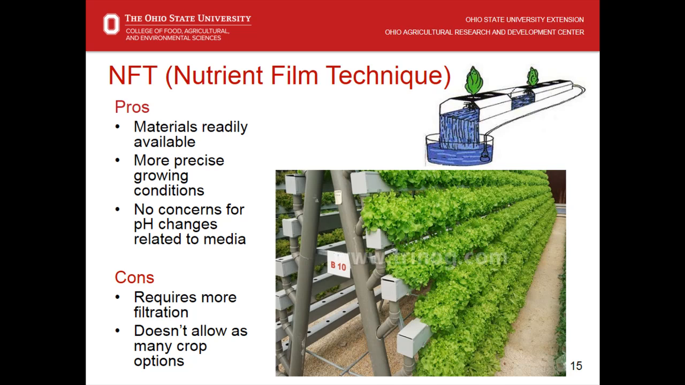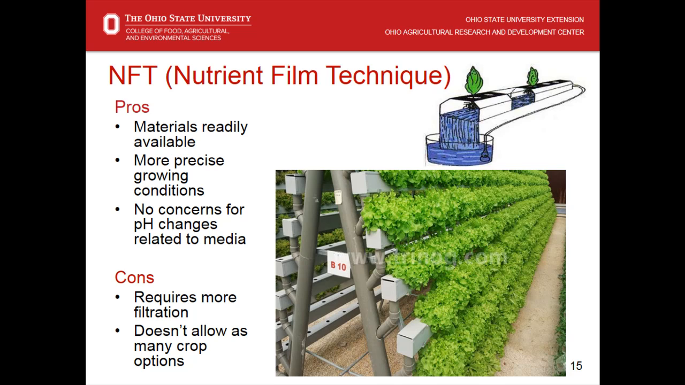So this was the one that I kind of mentioned before. So nutrient film technique. Some of the pros is the materials are readily available. There's more precise growing conditions, and there's no real concern for pH changes related to your media, just because you don't really have a whole lot there. You can kind of tell these plants are really just sitting in what kind of looks like a gutter, and that's literally what they used for their system they put in last week was a gutter.